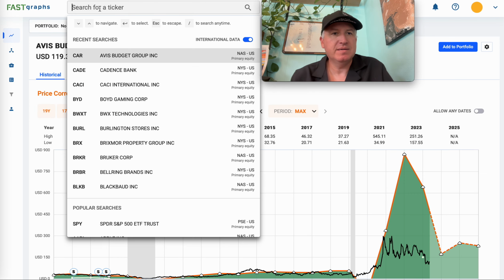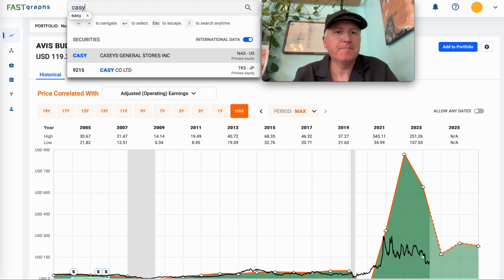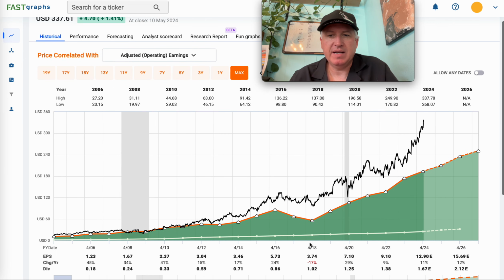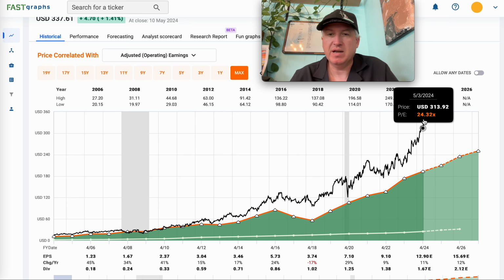Casey's General Store. I was just at Casey's yesterday. Let's see. So Casey's looks pretty good. They had a little kind of decline here in the middle, I'm not sure what was going on. Maybe they made an acquisition or something. But the overall pattern looks good. So I would definitely track this one, even though it looks expensive right now.